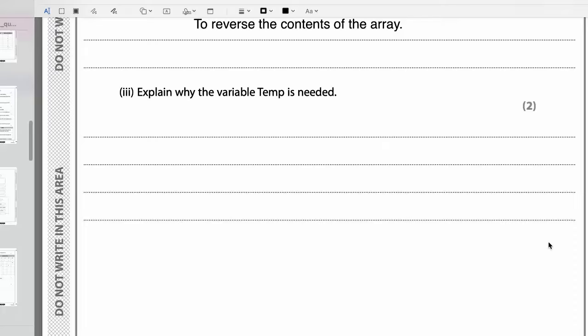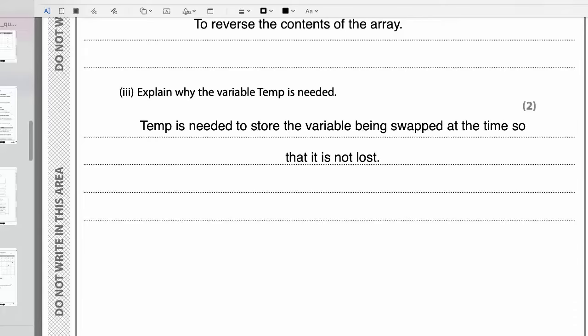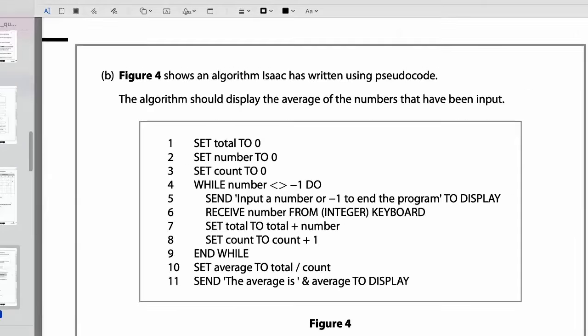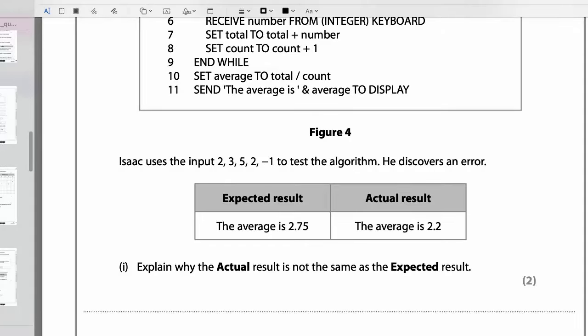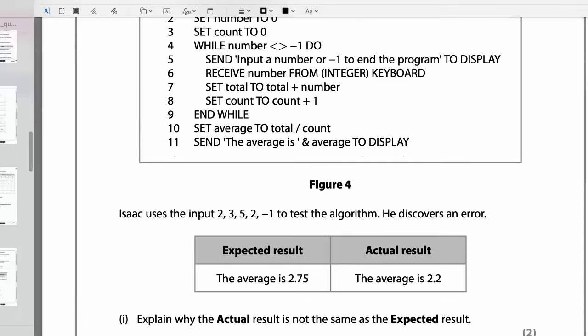Explain why variable temp is needed. Temp is needed to store the variable being swapped at the time so that it's not lost. Figure 4 shows an algorithm Isaac has written using pseudocode. The algorithm should display the average of the numbers that have been input. Now, Isaac uses these inputs there, 2, 3, 5, 2, negative 1 to test the algorithm. He discovers an error. The average is 2.75 expected result, but he gets 2.2.